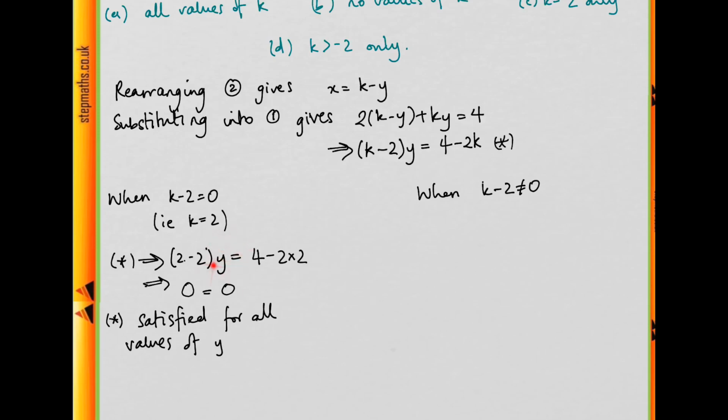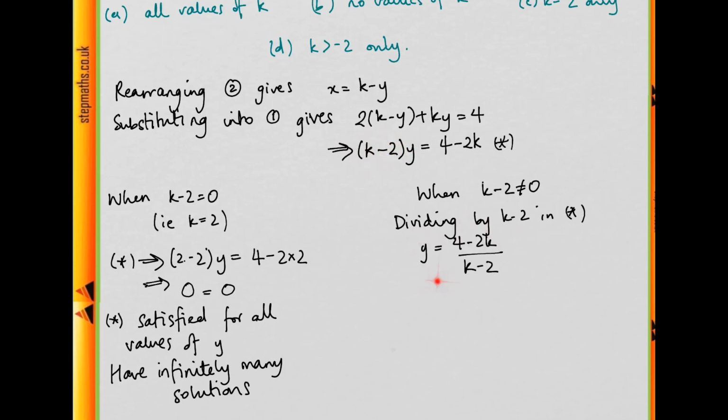And so star is always satisfied, and so we can have any y and this will still work. And then because x is k minus y, we can have any x as well. So we actually have infinite solutions in this case. Okay, so what about when k minus 2 isn't 0? Well, then we can divide by k minus 2 here. So we're going to get that y is equal to 4 minus 2k divided by k minus 2.